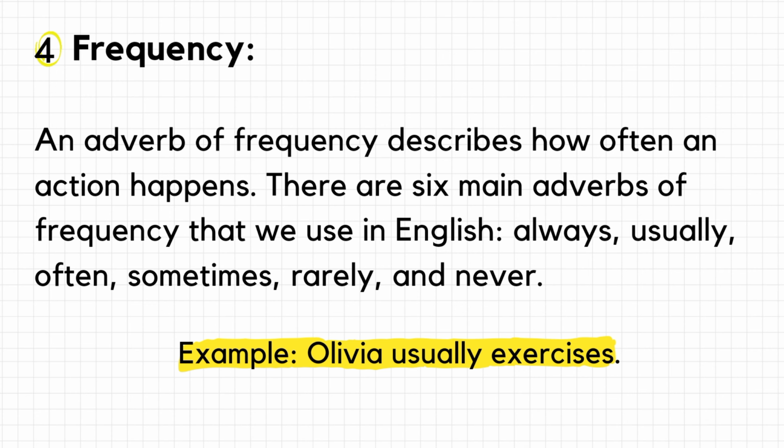The fourth one is adverb of frequency. An adverb of frequency describes how often an action happens. There are six main adverbs of frequency that we use in English. For example, always, usually, often, sometimes, rarely, and never. All these words talk about the frequency of something and they tell us how often a certain action happens. So they are adverbs of frequency. The example is Olivia usually exercises. Now usually is an adverb of frequency in this sentence.